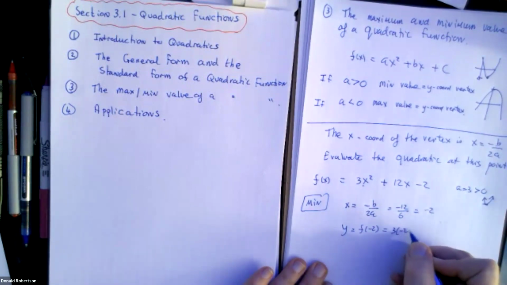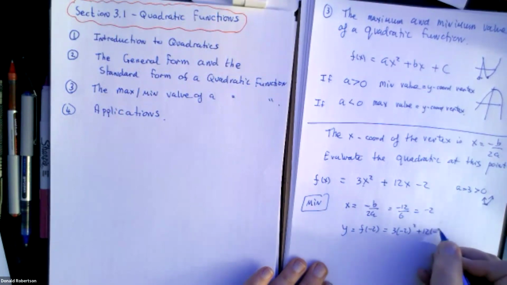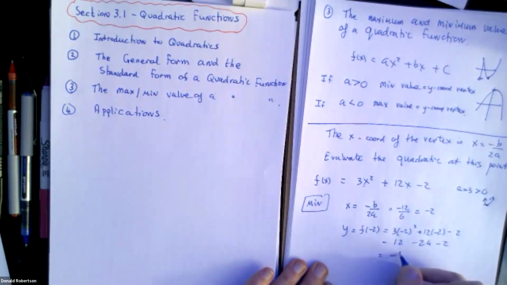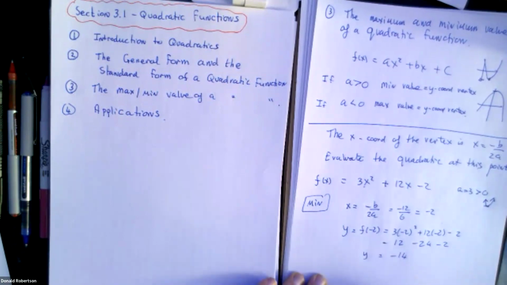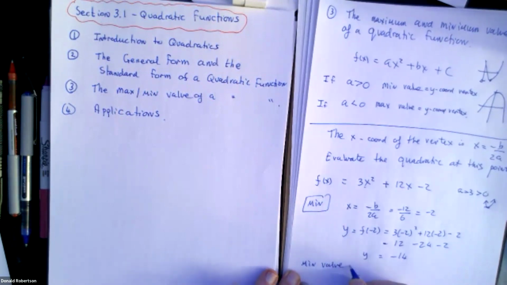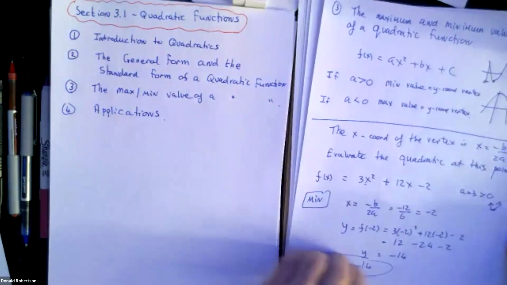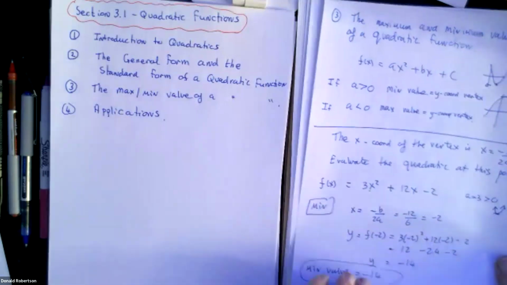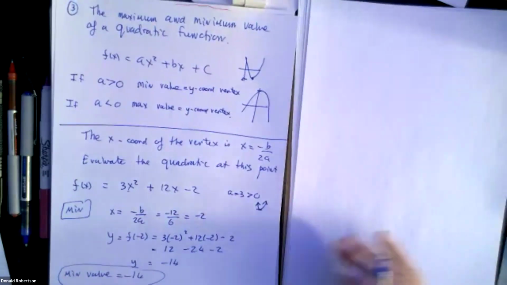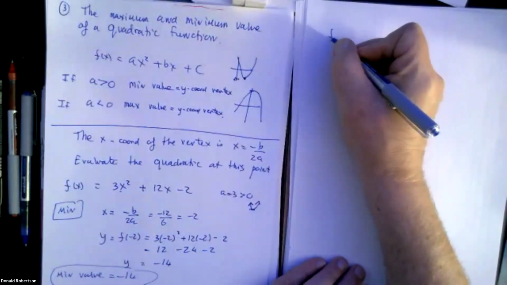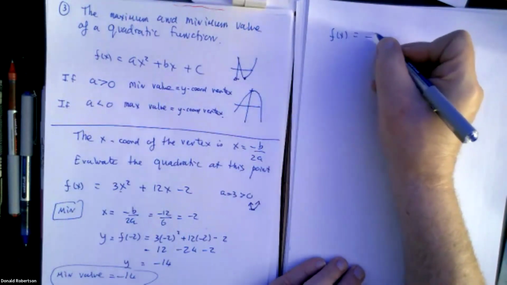So 3 lots of negative 2 squared plus 12 lots of negative 2, take away 2. That's 4. 3 lots of 4 are 12. That's take away 24, take away 2. The answer I get is negative 14. So I can now say that it has a minimum value and it's equal to negative 14. So essentially, we're just finding the y-coordinate of the vertex, and that will tell me the maximum or minimum value, depending on the shape. Now, that means you can do it with anything, no matter how ugly it is.